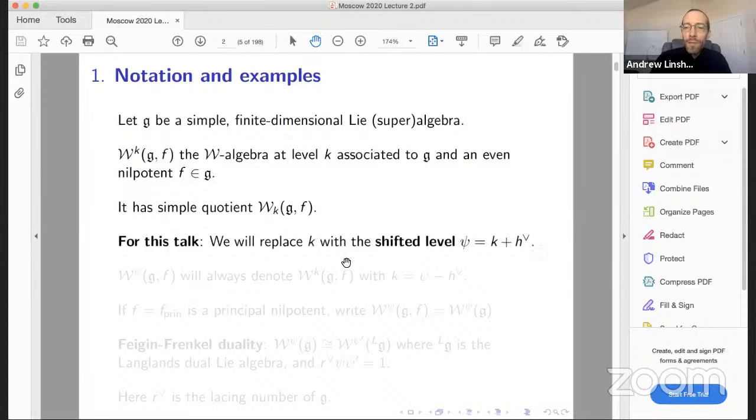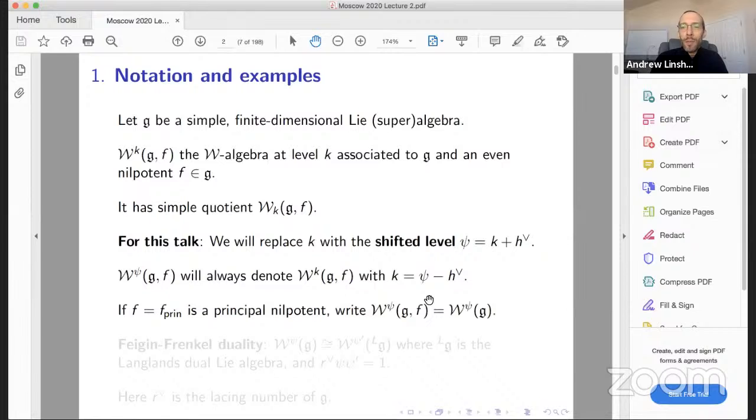And for this talk, it's convenient to always replace my level with the shifted level. So I'll use psi equals K plus h check instead of K. So W^psi(G,F) will always mean the W algebra at level K equals psi minus h check. And similarly, W_psi will be the simple quotient. And if F is the principal nilpotent, then I'll just write W^psi(G).